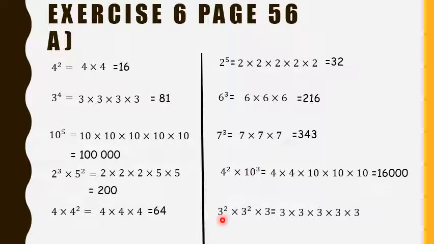Now 3 squared, it's 3 times 3, or you can simply write 9. 3 to the power 5, again 3 times 3, or we can write 9 times 3. 9 times 9 is 81. Now 81 times 3 is 243. Okay, there are many strategies to solve them. You can choose the one that you find easier for you.